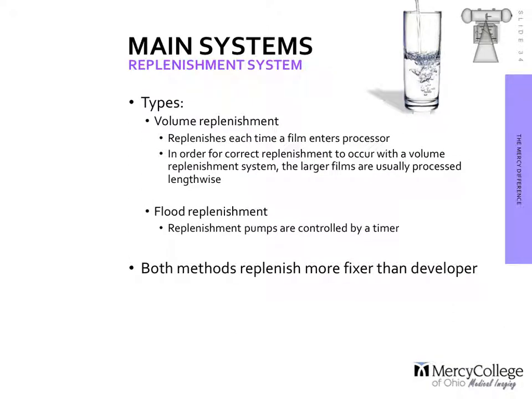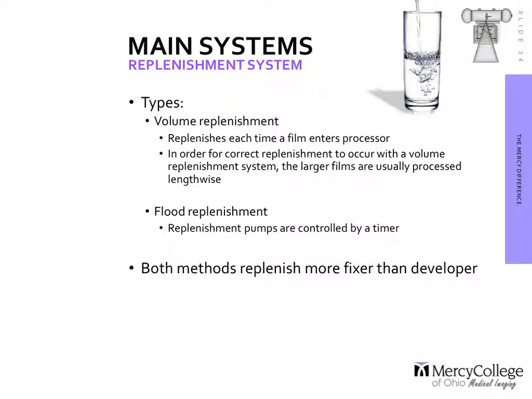The replenishment system can be set up in a couple different variations, one of which is called volume replenishment, and this is just a system that for each film that passes through, there's going to be a specific amount of developer and fixer that's going to be added. So with the developer, for a 14 by 17 inch film, it's going to use about 60 to 70 milliliters. If you're talking about the fixer, for the same piece of film, it's going to use 100 to 110 milliliters of fixer. So much more fixer is always going to be used than developer, in comparison.